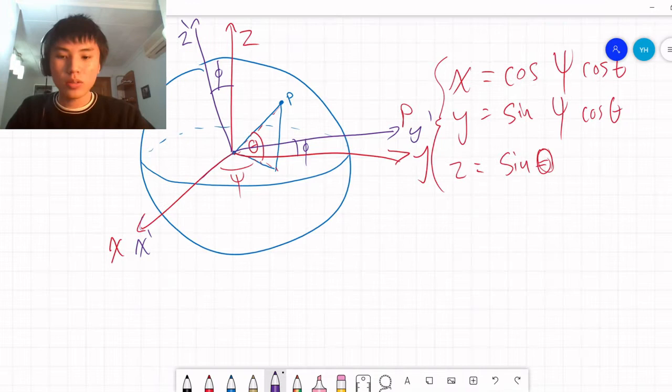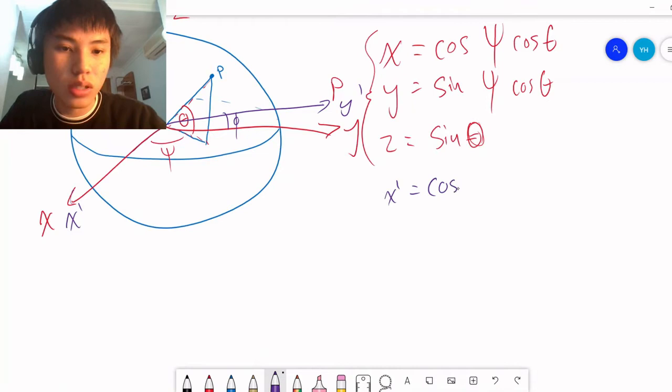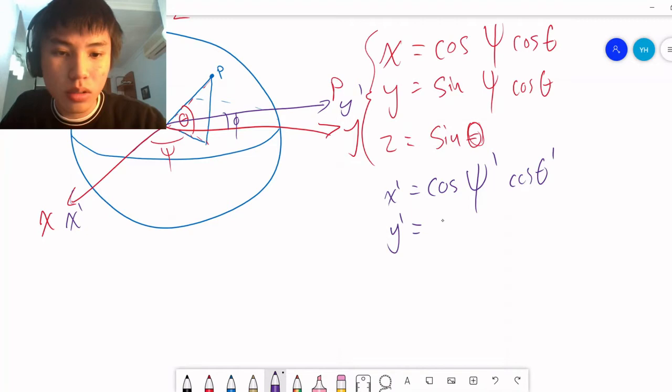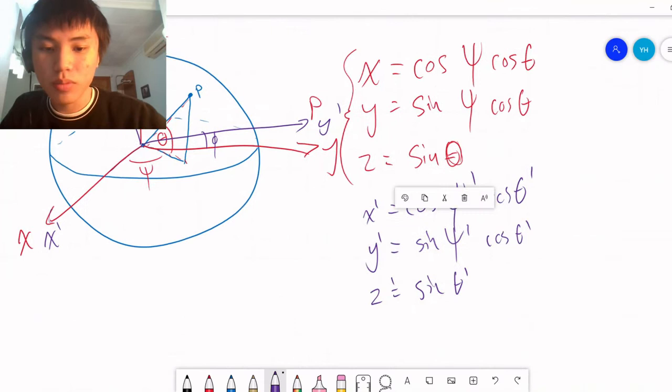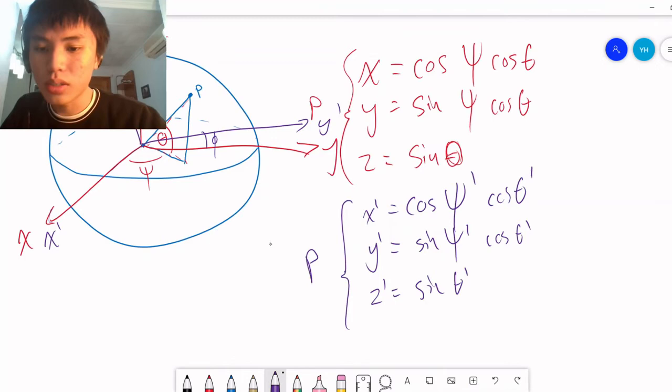Now, it follows that x prime is going to be equal to cosine psi prime, cosine theta prime. Y prime is going to be equal to sine psi prime, cosine theta prime. And z prime is going to be equal to sine theta prime. And these are, in this case, the coordinates of P expressed in terms of x prime, y prime, and z prime.